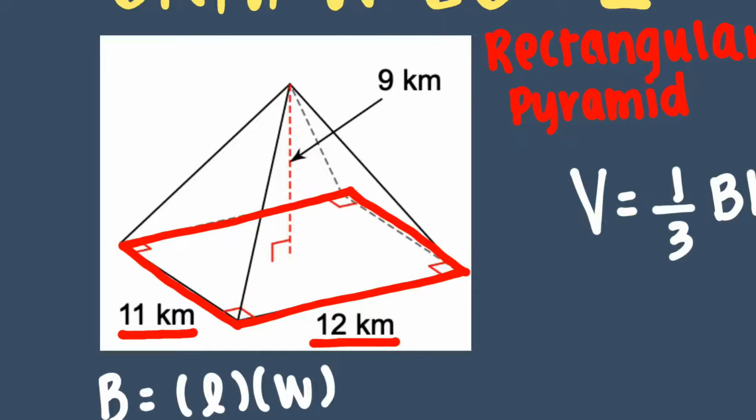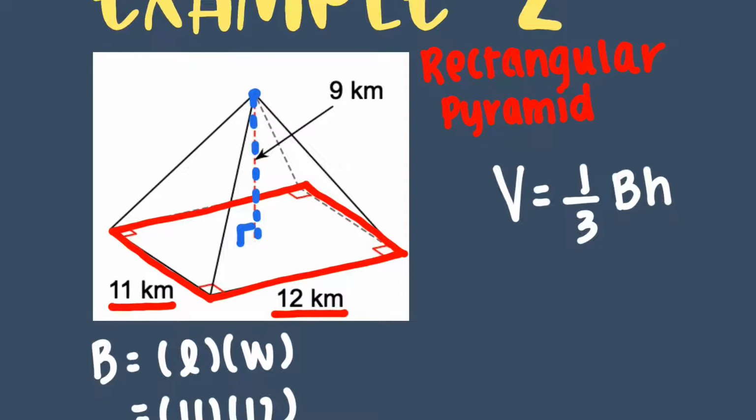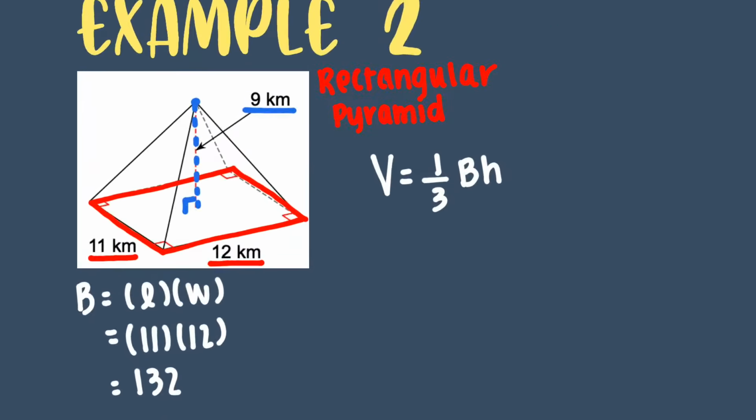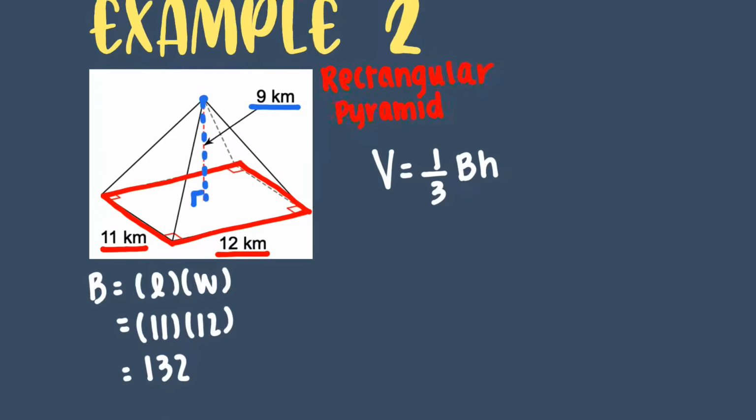So we go over to our picture. We start at the top and we go straight down to intersect perpendicularly with our base. When we do that, we see that is labeled as 9. So I know the height of my pyramid is 9. I can now start plugging everything into my formula.